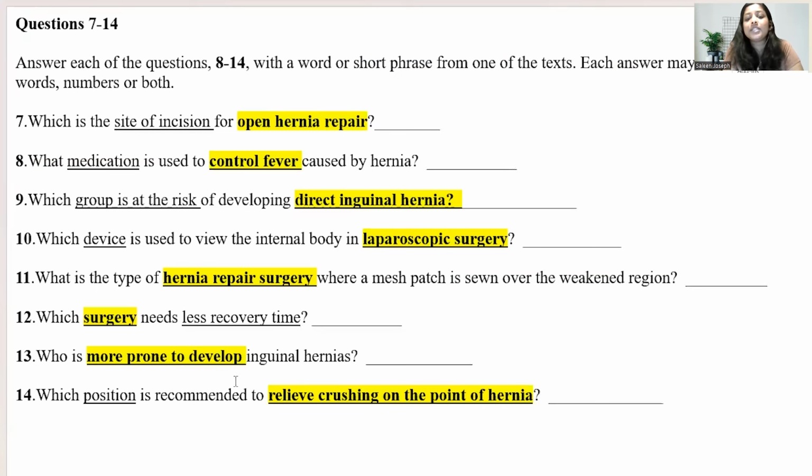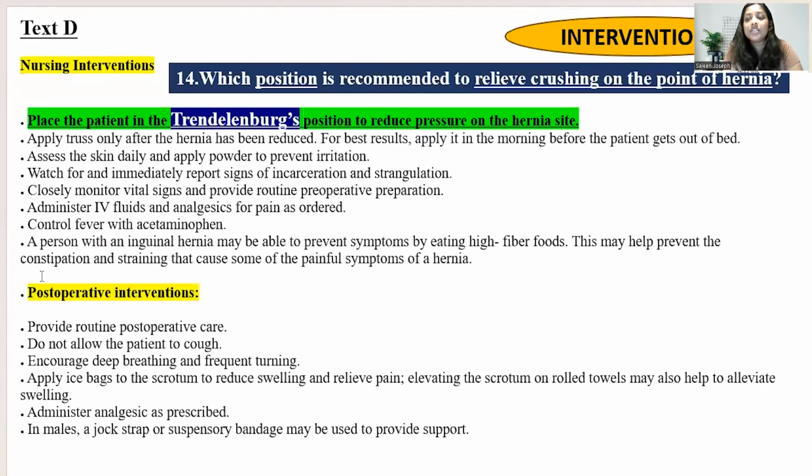Which position is recommended to relieve pressure on the point of hernia? From which text is it? Interventions, right? Care, yes. Place the patient in the Trendelenburg position to reduce pressure on the hernia site. So they have mentioned here, relieve pressure on the point of hernia, and here, reduce pressure on the hernia site. The synonymous language they have used here, right? So the answer is Trendelenburg. So spelling must be correct. We'll move to the next section.